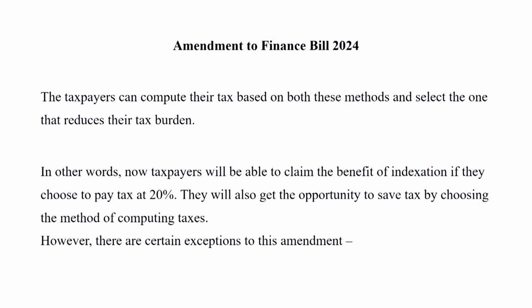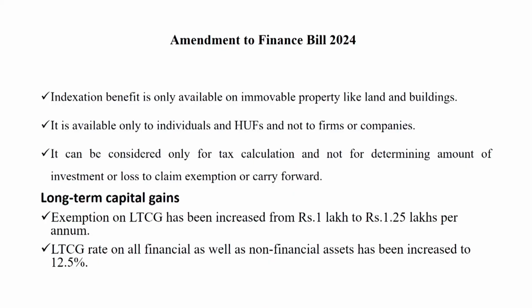Amendment means the government has amended the rates without indexation and with indexation. Without indexation, the rate of tax on long-term capital gain will be 12.5%, and with indexation, the rate will be 20%. But these amendments have some exceptions, three types of exceptions, dear students. First, indexation benefit will be available only for immovable property. Indexation benefit will be available only for individual and HUF assessees, not company or firm assessees or any other assessee.